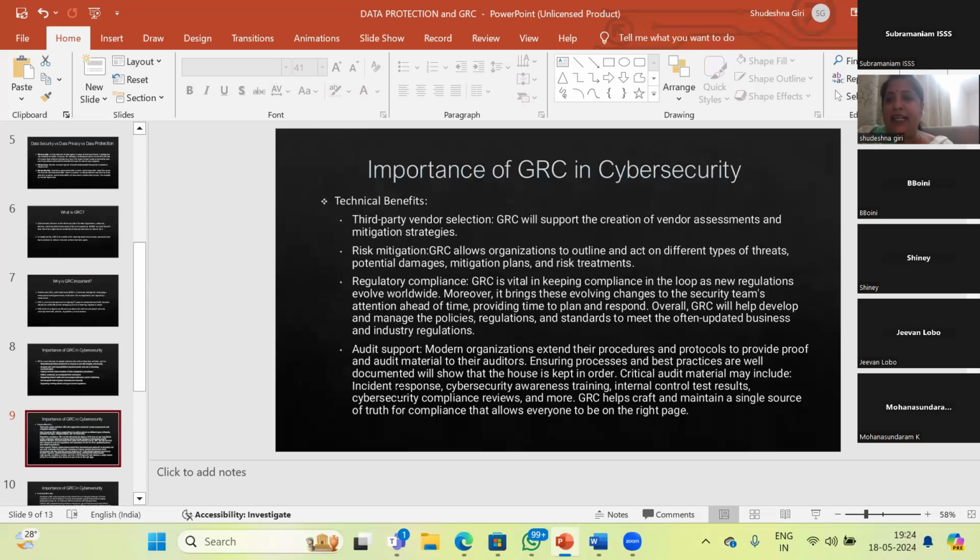Employer also has the confidentiality obligation of making sure that your data is not leaked. There are various organizations where you give a health report, your PAN card number, or an account number. So my organization also has to abide by that, saying that this kind of data will not be given to the outside world for malicious uses. This is how an understanding between employee and employer is always there, and this is also done with the help of GRC. GRC helps in crafting and maintaining a single source of truth for compliance that allows everyone to be on the right page.